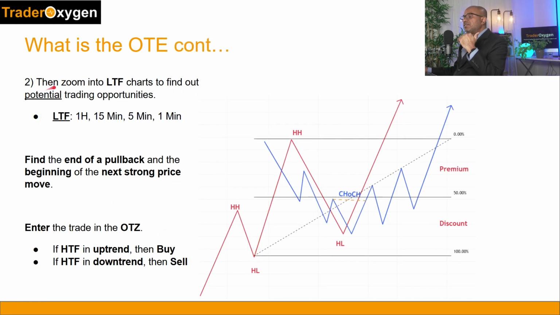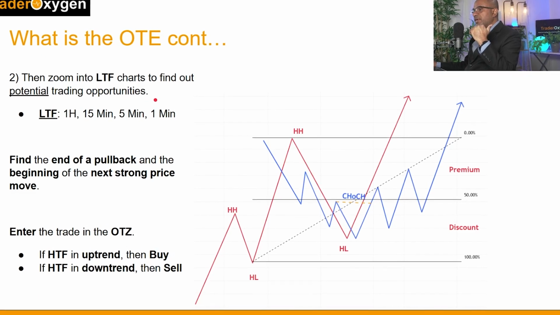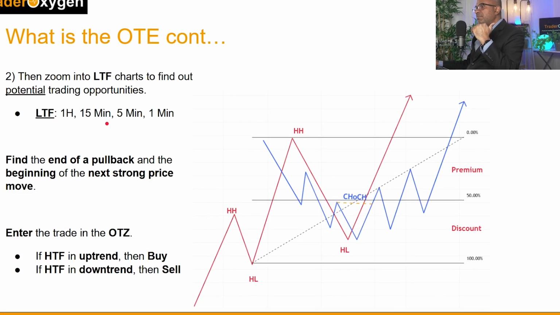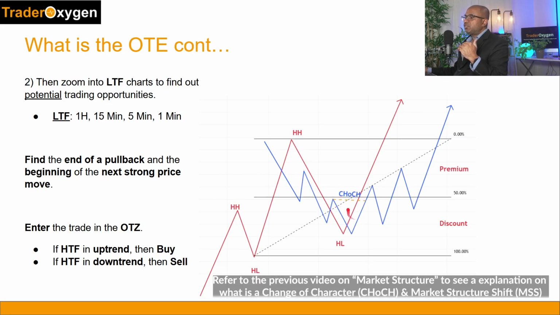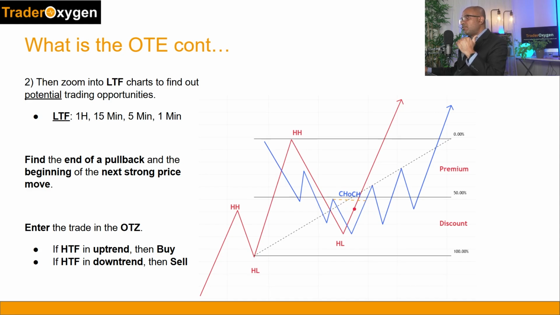Then the second step is you zoom into the lower time frame charts to find potential trading opportunities, such as 1 hour, 15 minutes, 5 minutes and 1 minute or even below that. The red chart is the higher time frame, and when the higher time frame is retracing, you will try to find the end of the pullback and the beginning of the next price move. What you do is you go to the lower time frame, which is marked in blue, and then you will try to find a change of character or market structure shift in the lower time frame where you can enter into the trade. Okay, now let's look at when to buy or sell.